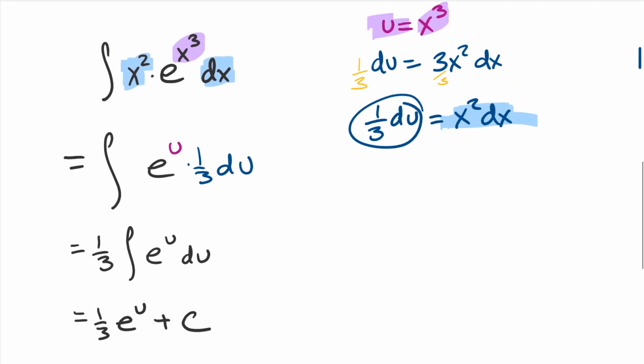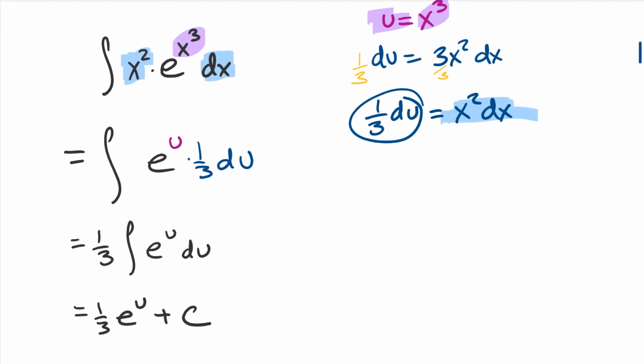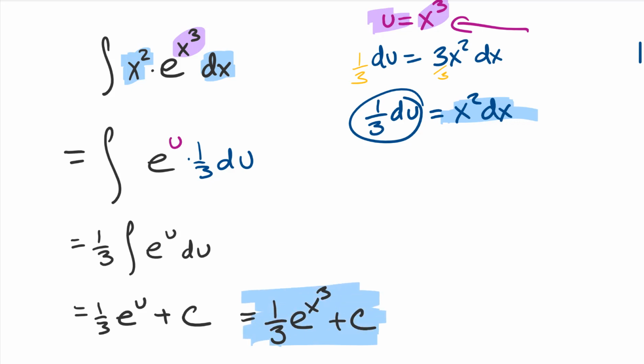Now we've got to look back up top and go, we can't leave that in terms of u. We've got to leave it in terms of x, and u is just equal to x cubed. Therefore, our answer is 1/3 e to the x cubed plus c. And we got it. Oh, substitution. And if you think this is nuts, wait till you get into it. Calc 2 is a much, much more challenging and fun game.